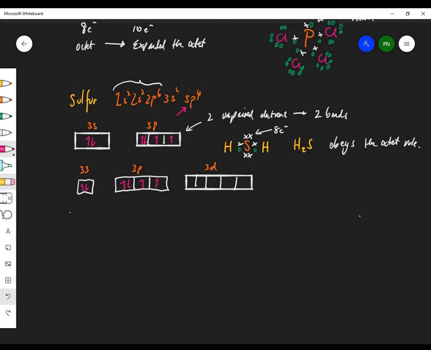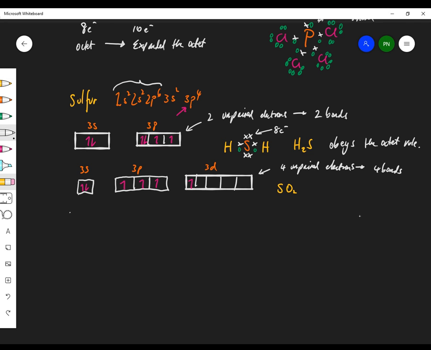I'm going to get rid of one of those electrons and put it here. So now it has 4 unpaired electrons. And what does that imply? Well, that implies it can now make 4 bonds. And we see these 4 bonds in sulfur dioxide.